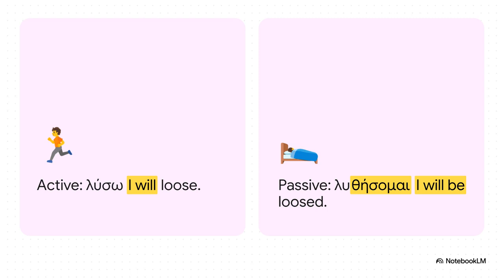Now let's talk about voice. In the active voice, I will loose, the subject is the one doing the loosing. But to show that the action is being done to the subject, the verb shifts to the passive voice, I will be loosed. And you can see right there, this is all communicated just by changing the suffix. The root is the same, but the ending tells a totally different story about who's in control of the action.